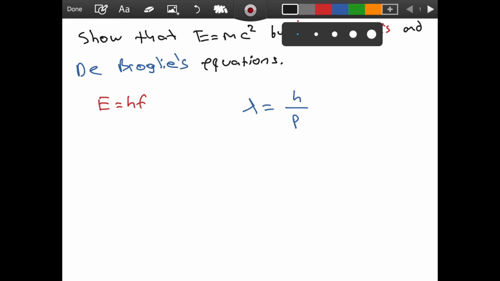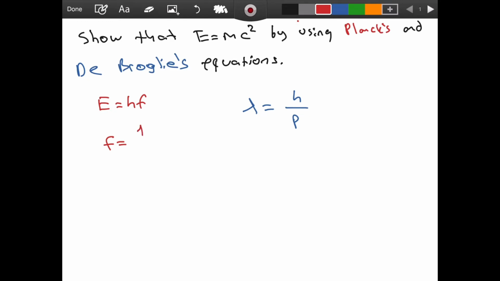Well, what can we do? Well, what we can do is, we first of all need to say that frequency is equal to speed over the wavelength, okay? Speed over the wavelength, and momentum is equal to mass times the speed, okay?